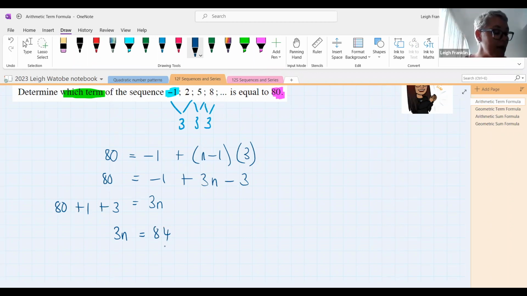And of course, now the next step is to divide both sides by 3. Now, what sort of answer are we expecting? What do we expect this number to be?